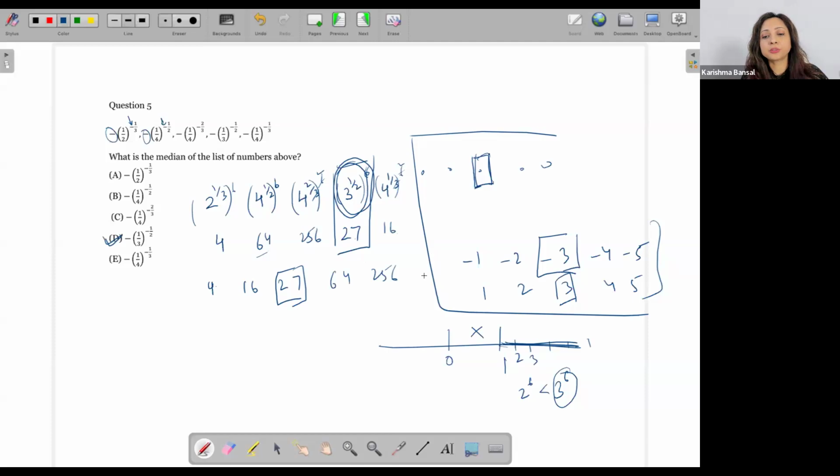Remember, I have to make them comparable. When I have all these exponents which are very different from each other, where I cannot find the actual answer, I can raise each term to a power, provided that they all lie in the same range. That is, like over here, they're all positive. And when I raise them to a positive power, they're all going to only increase.